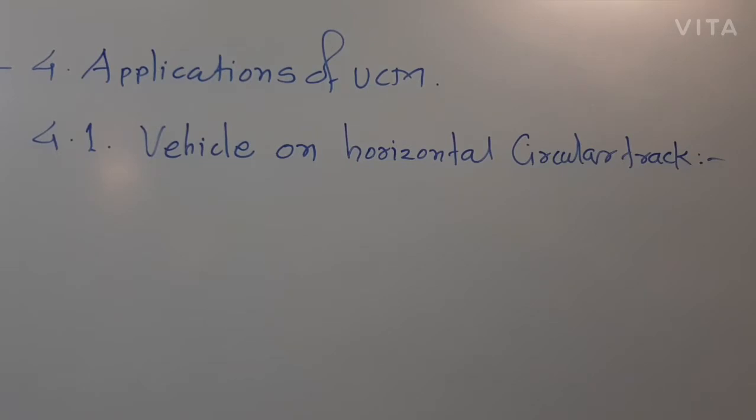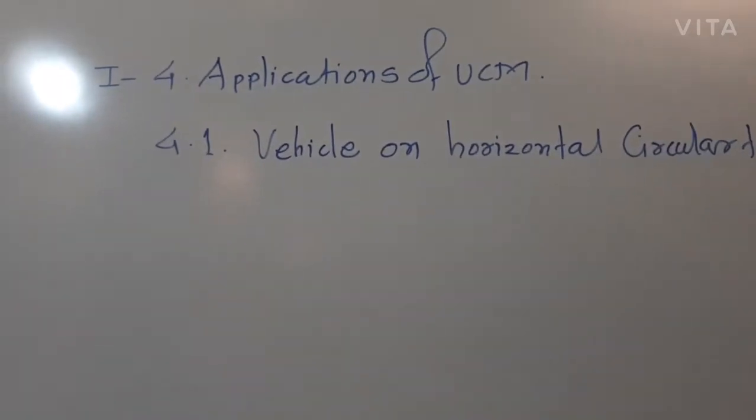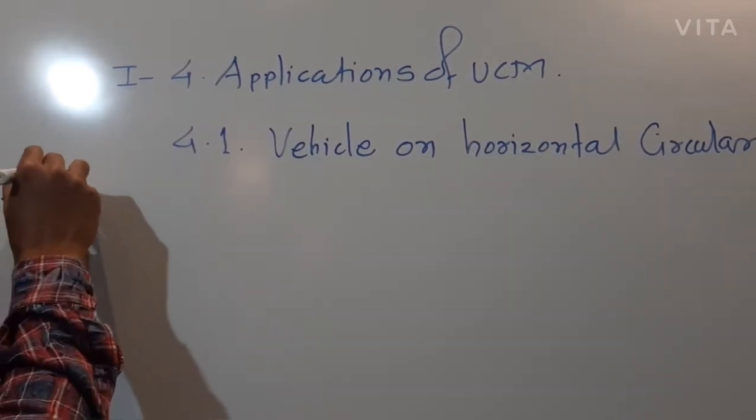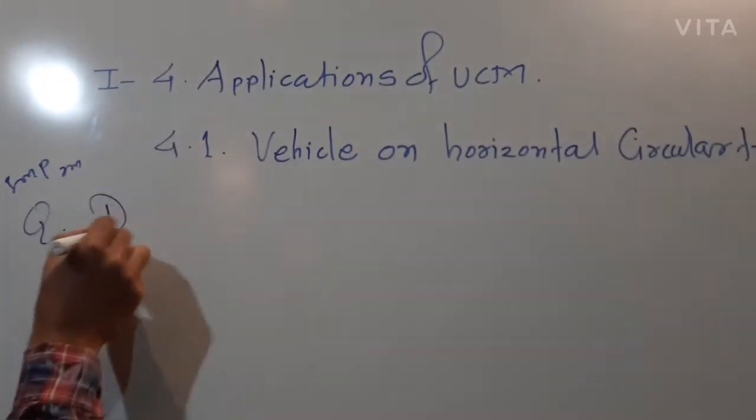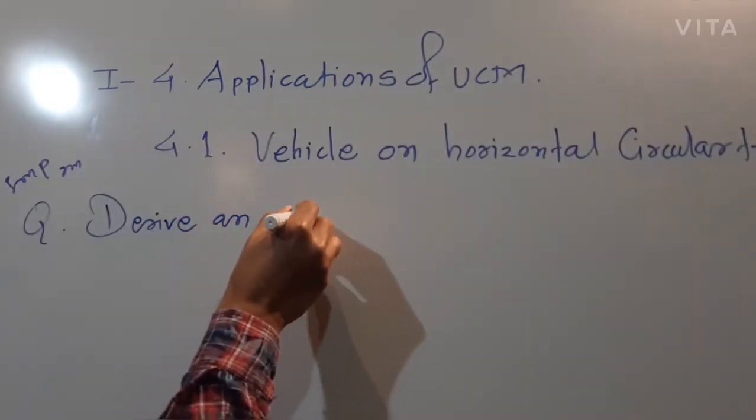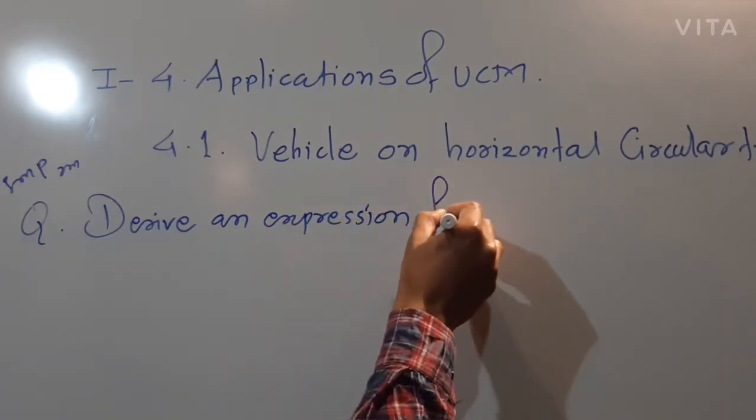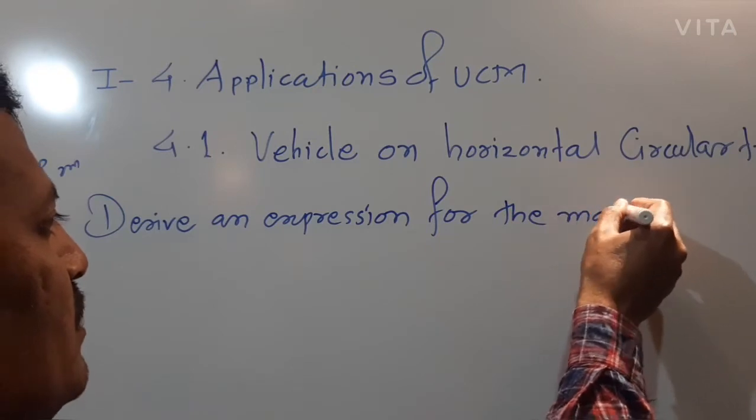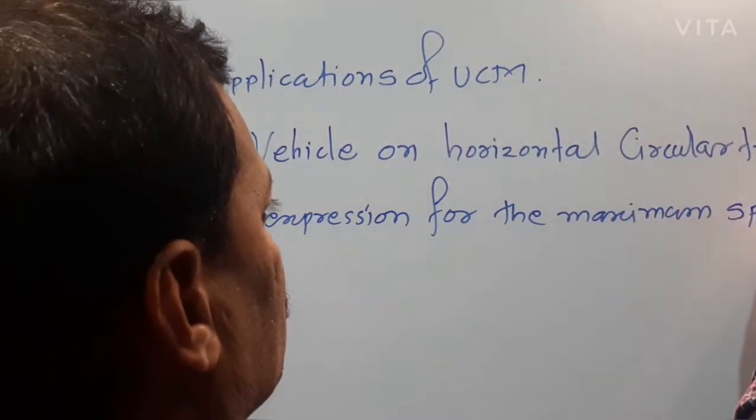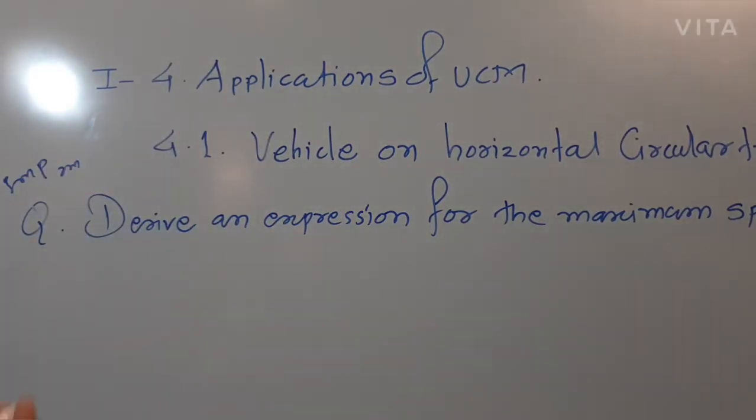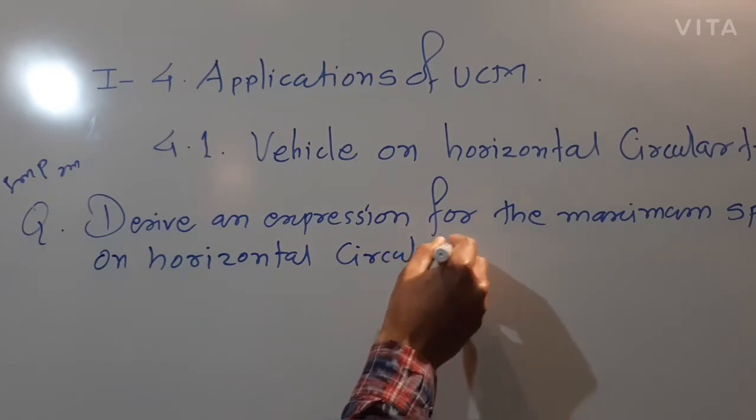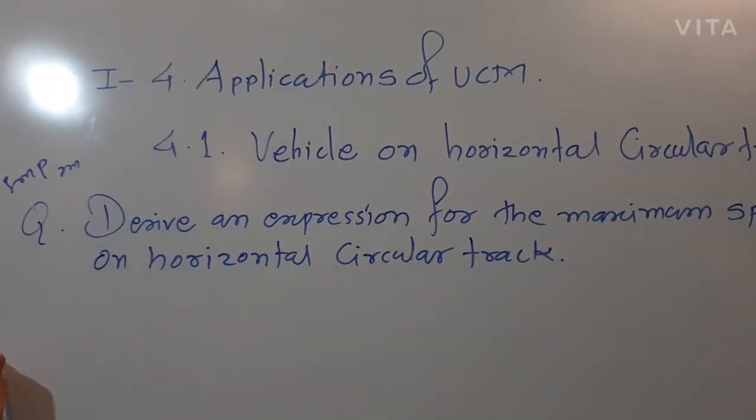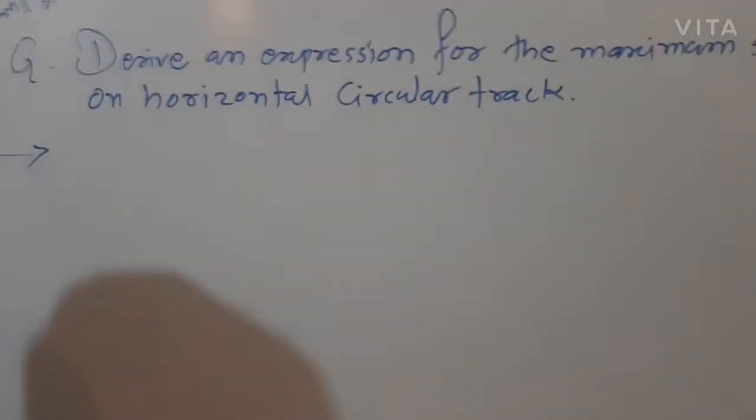A question will be asked on this point, which is an important question. Write down this question, VIMP. It will be for 2 marks. Derive an expression for the maximum speed on horizontal circular track. This is our question on this first application.